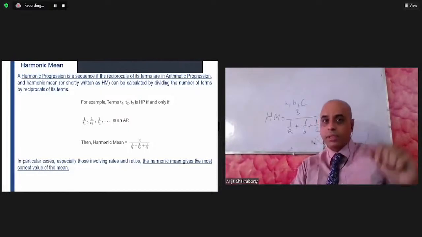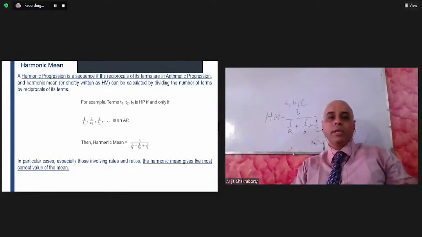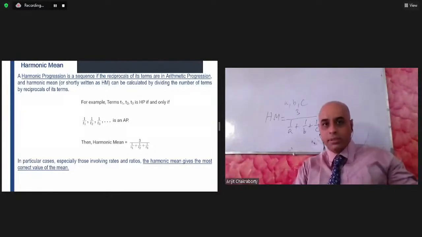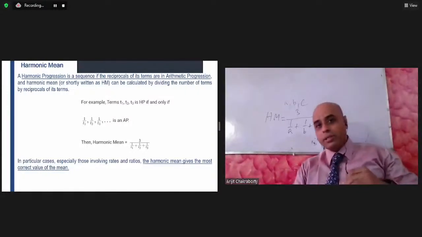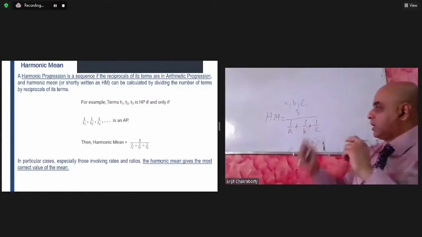We took one of the disadvantages. If one of the observations in a GM is 0, you are calculating the geometric mean, and if one of the observations is 0, what happens? You cannot calculate the GM. It will become 0. Now, if I ask you the same question, please see the formula here.